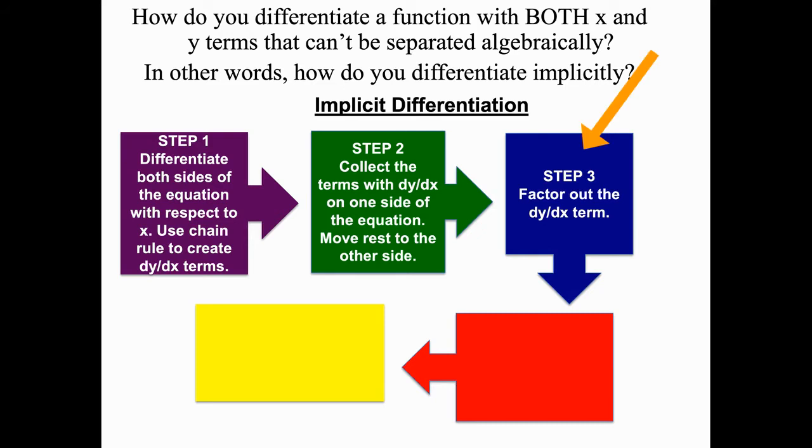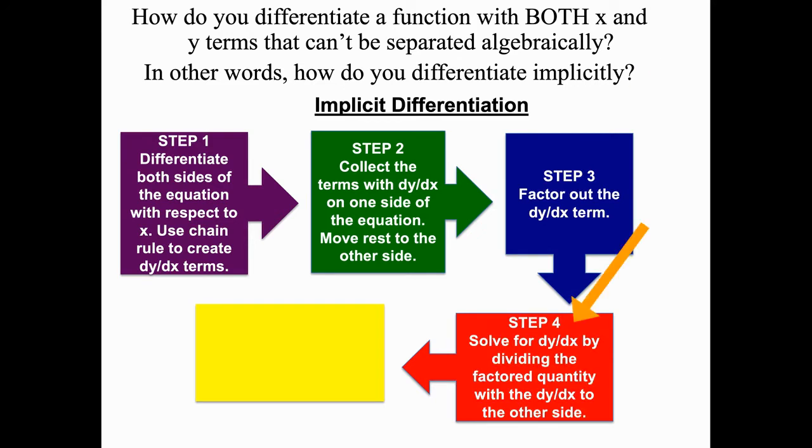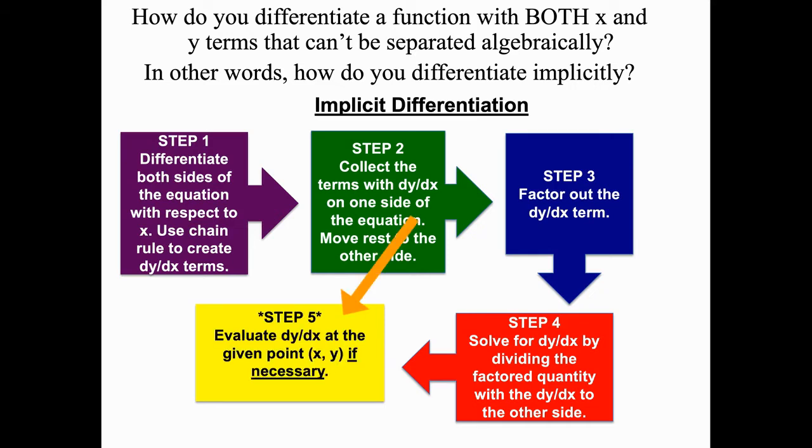In step 3, you factor out your dy/dx term. Then in step 4, you divide by the quantity that's next to it on the other side. And in step 5, if the problem's asking you to evaluate your derivative, then you would do it in step 5. If the problem is just asking you to find the derivative, then you would stop in step 4.